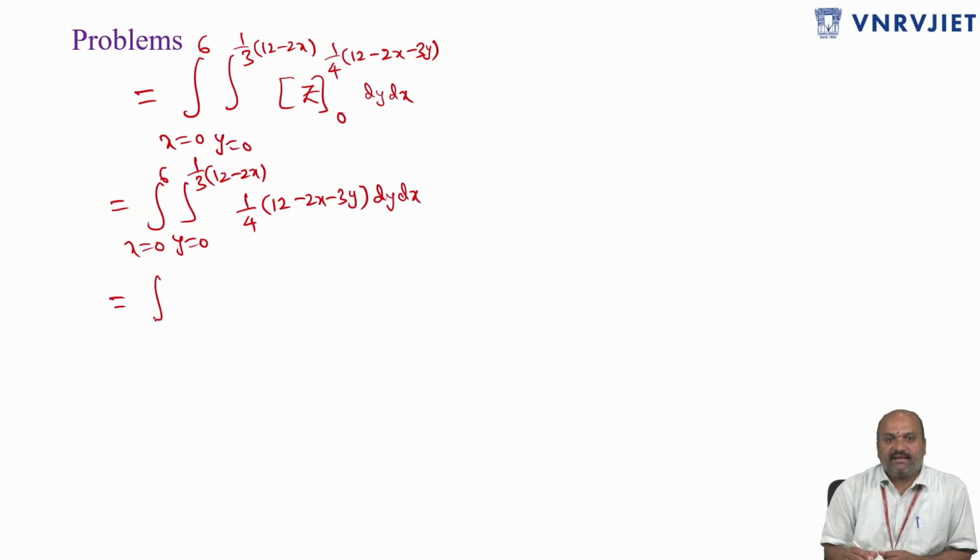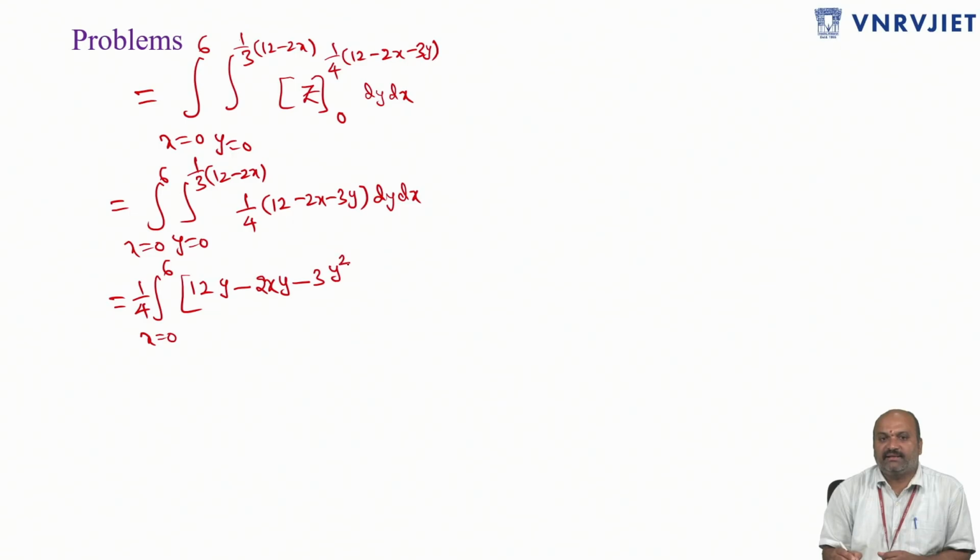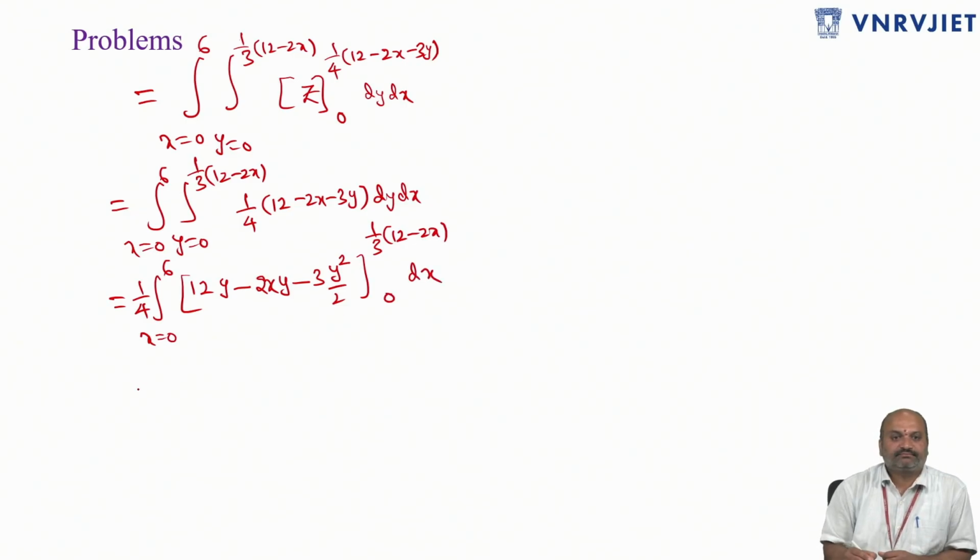Next, integrating with respect to y. Integral x varies from 0 to 6. 1 by 4 is constant, let's write it outside. Now integrating with respect to y. So 12 is constant. Integral 1 dy is y minus 2 constant x. We are integrating with respect to y, we treat x as also constant. Integral 1 dy is y. 3 integral y dy is y square divided by 2. Upper limit is 1 by 3 into 12 minus 2x. Lower limit is 0 into dx.